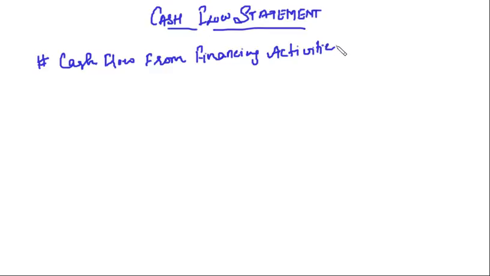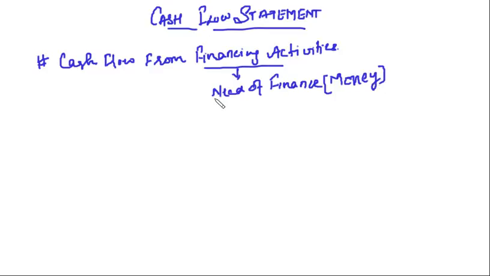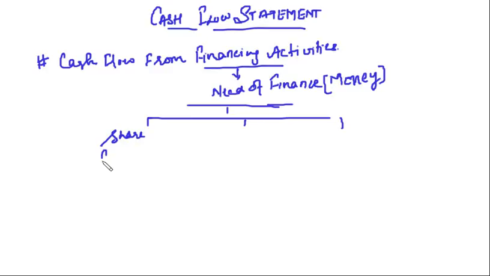Now, I told you what are financing activities. The activities that are directly affecting our finance, those are financing activities. We are in need of finance, or we can say we are in need of money. So there are three ways in which we can take money from outside. One is share capital. Other one is debentures. And the third one is loan from bank. Clear?